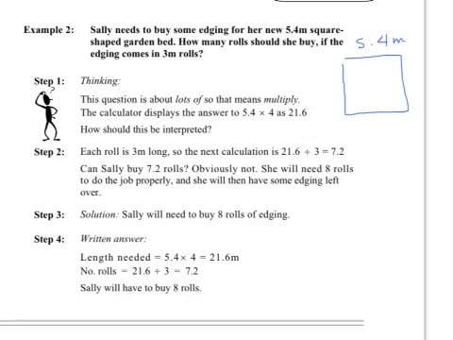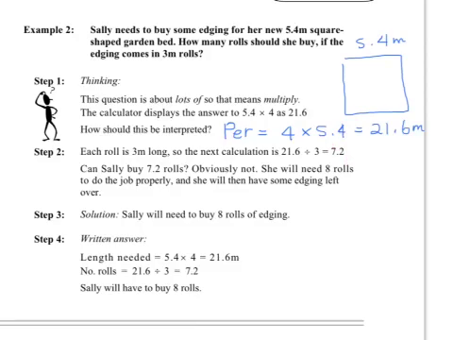5.4 metres long. So therefore the perimeter, that is the distance around the edge of the garden, is 4 sides, each 5.4 metres. The answer is 21.6 metres is the perimeter. Now each roll of edging is 3 metres in length. So that means that Sally should take her 21.6 and divide it by 3, and the answer she gets is 7.2.